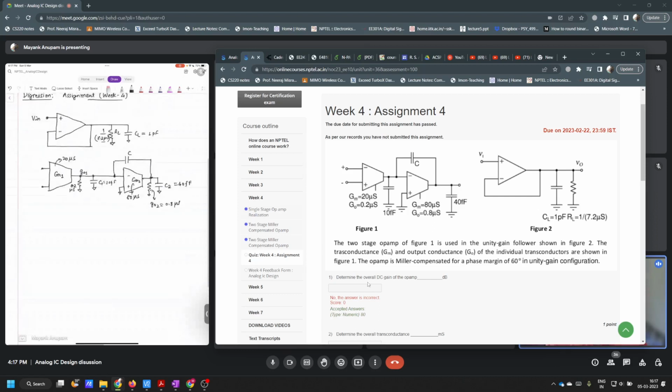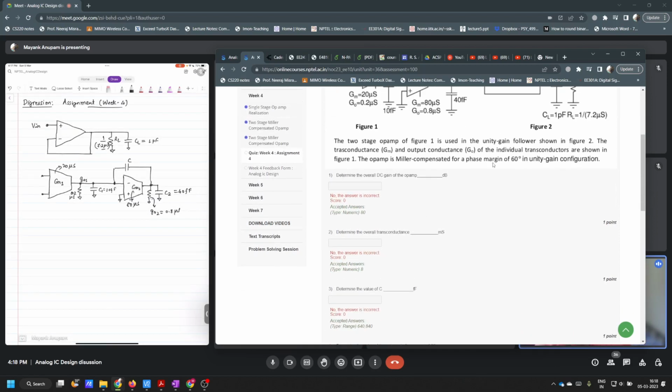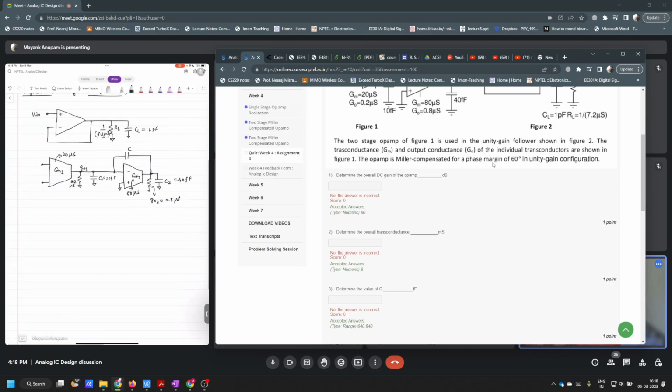Fine. So now what is the question? Determine the overall DC gain of the op amp. That is easy, right? First of all, what is given in the question? It is given that this op amp is compensated to have a phase margin of 60 degrees in unity gain configuration, right? Okay, alright. So let's do that after this.